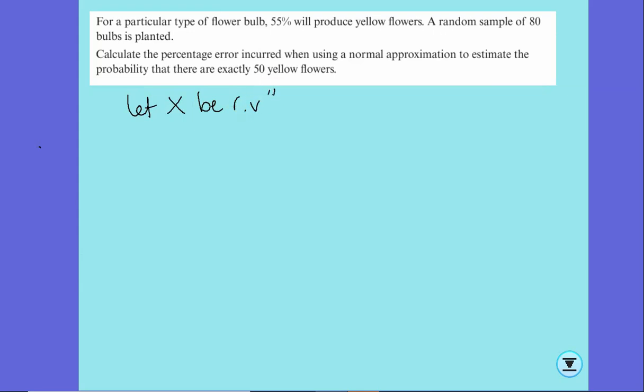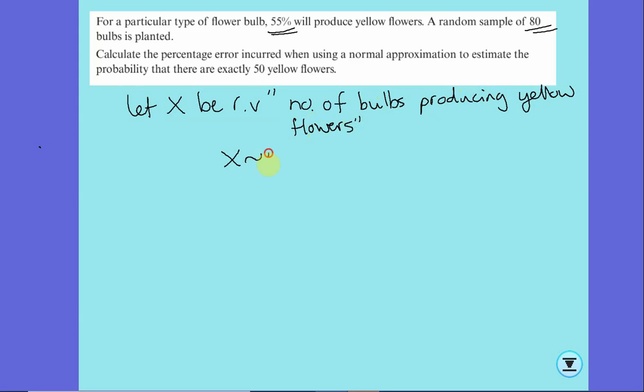For a particular type of flower bulb, 55% yellow flowers, we have a probability and a sample size of 80. Okay, so let's say it's the number of bulbs. You can see that's a discrete value because it's the number of bulbs. So x is the number of bulbs producing yellow flowers. Excuse the writing. So x is distributed binomially, sample size of 80 and probability of 0.55.